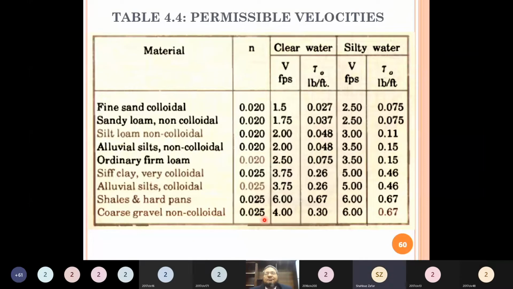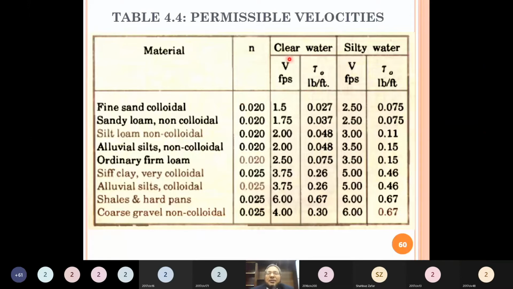क्यों जी समझ आ गई? तो अर्थात चैनल चलिए Manning's N कहाँ से कहाँ तक लेते हैं? 0.02 से 0.025. Depends on the material type. But again, it also depends on the condition of the bed and banks. अगर बहुत खराब हो गई है तो the Manning's N value we will take higher, otherwise lower.